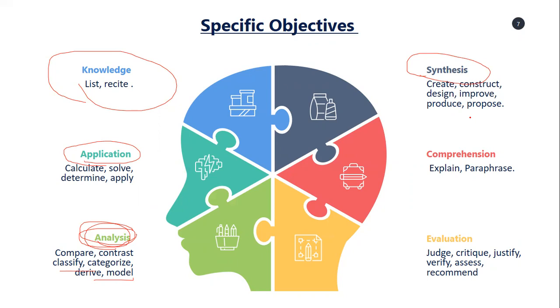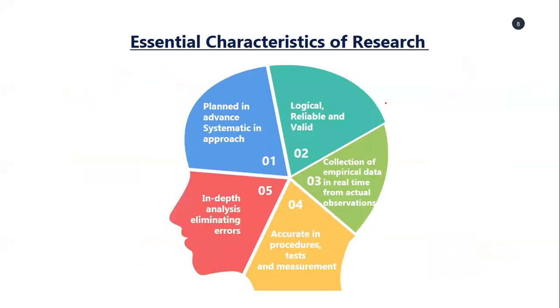Then at the end, we comprehend it. We try to explain it, we try to understand it, and then an evaluation is done, where basically things are judged, assessed, justified, or verified. And this is how the specific objectives of research work out, with Bloom's taxonomy in consideration.